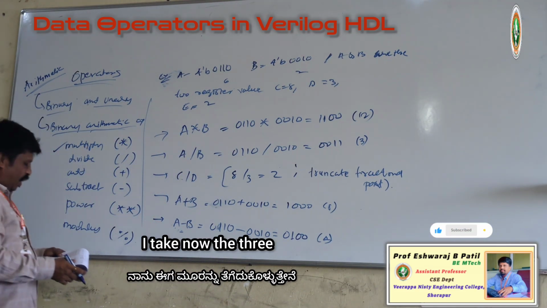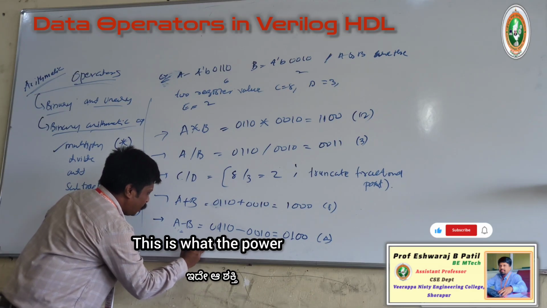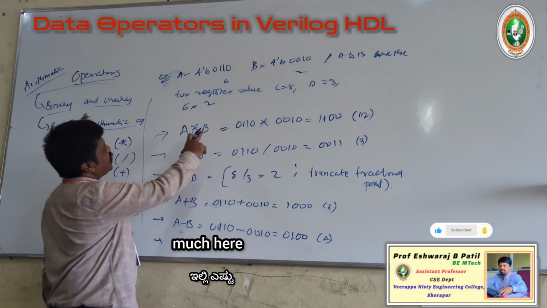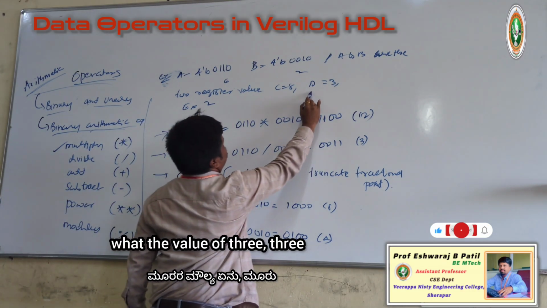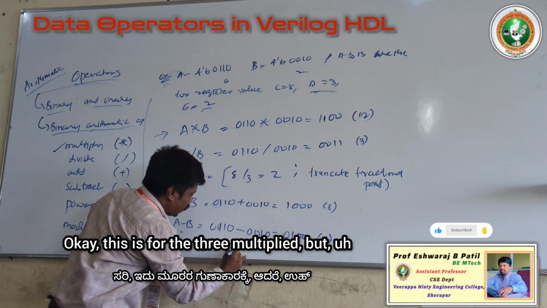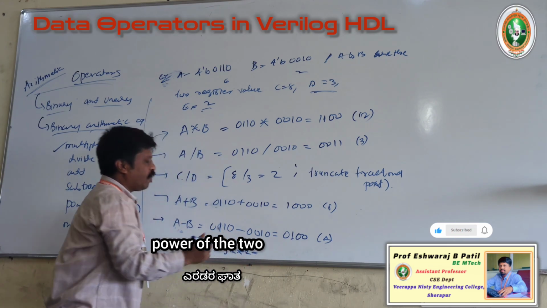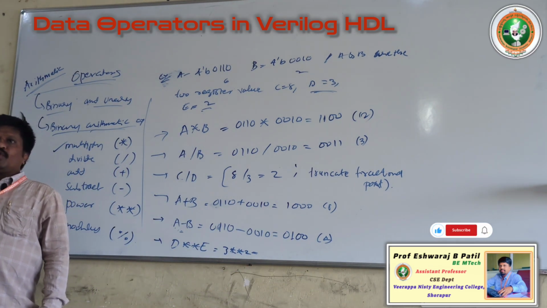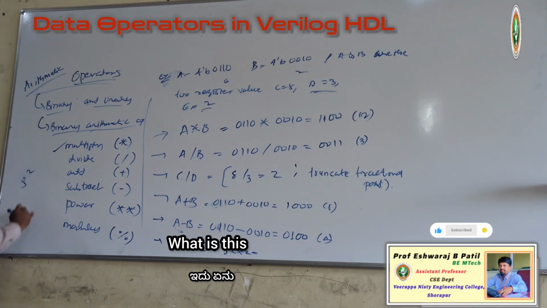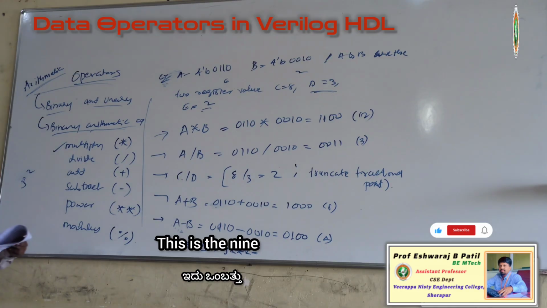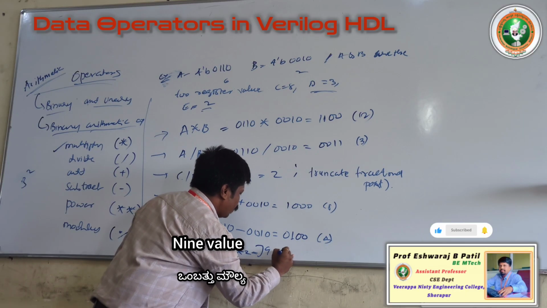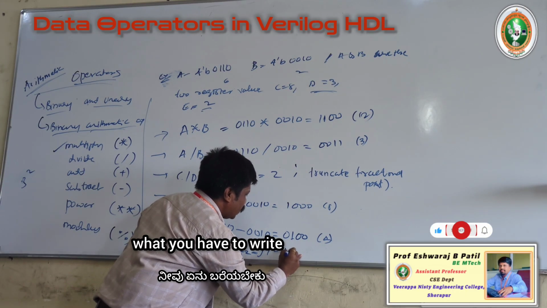Similarly I can have the double multiply, which is the power operator. What is the value of D here? 3. The power is 2. This is 3 raised to the power 2. What is 3 to the power of 2? Yes, 9. How to write the value 9? 9 is written as 1, 0, 0, 1.